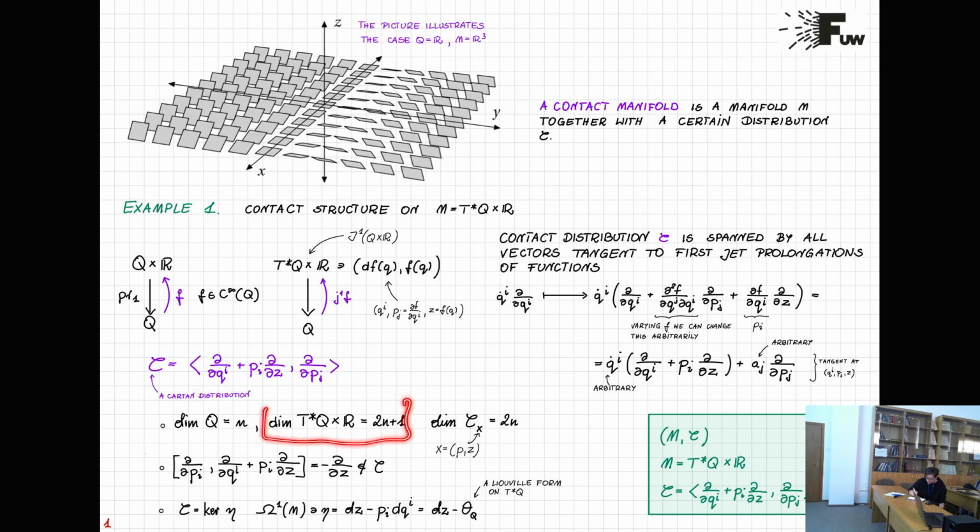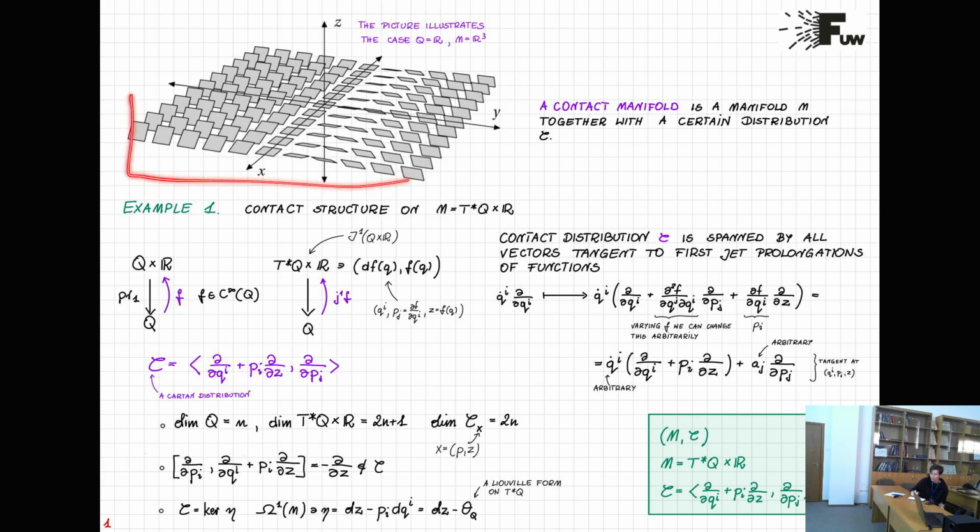That's the dimension of the whole manifold. In this particular case, this distribution has a name. It is a Cartan distribution on the jet space. It's an instance of Cartan distribution on the jet space.